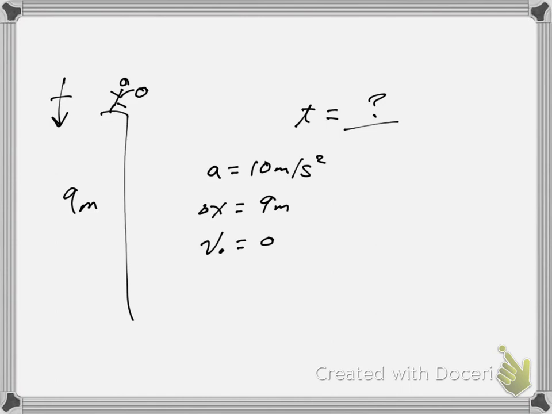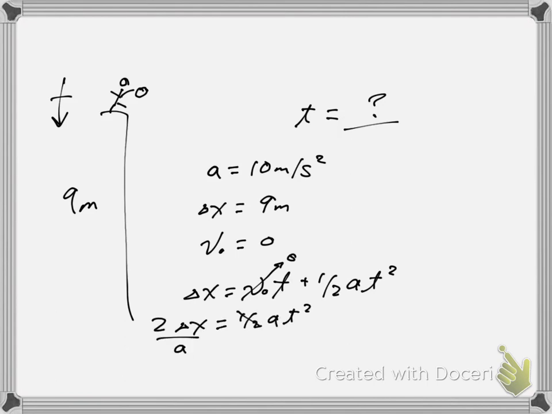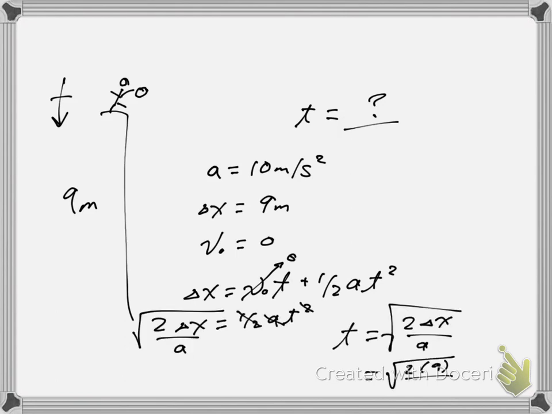And so we look and see if we have any equations that match those given and unknown quantities, and of course our friend delta x equals initial velocity times time plus 1/2 the acceleration times time squared fits. We can then algebraically rearrange that. The first term goes away because of the 0 initial velocity, and we substitute and rearrange, and we get that, which the square root of 1.8 is about 1.34 seconds. And so it's going to take that ball about 1.34 seconds to fall the 9 meters.